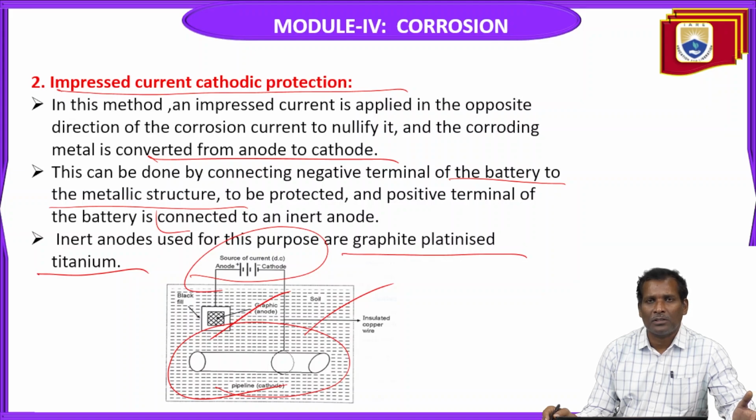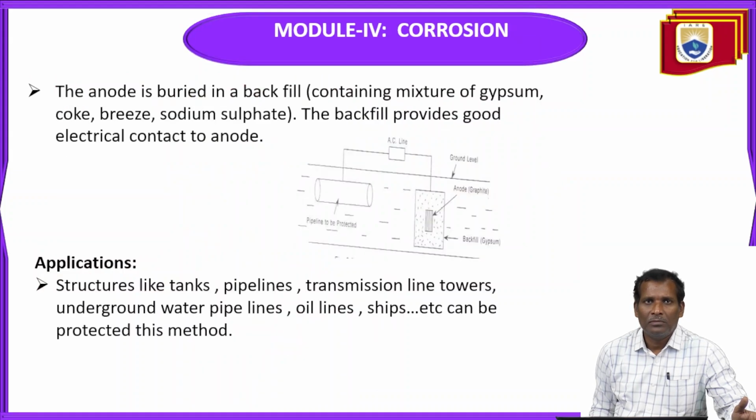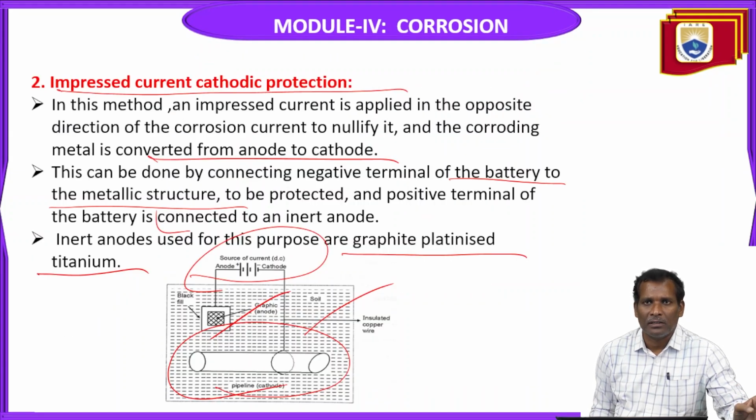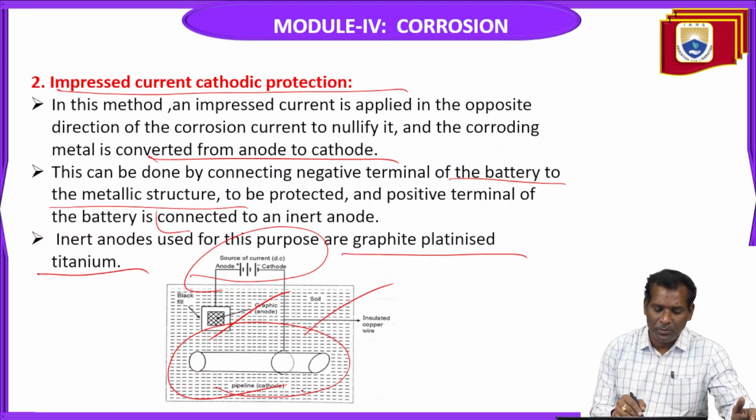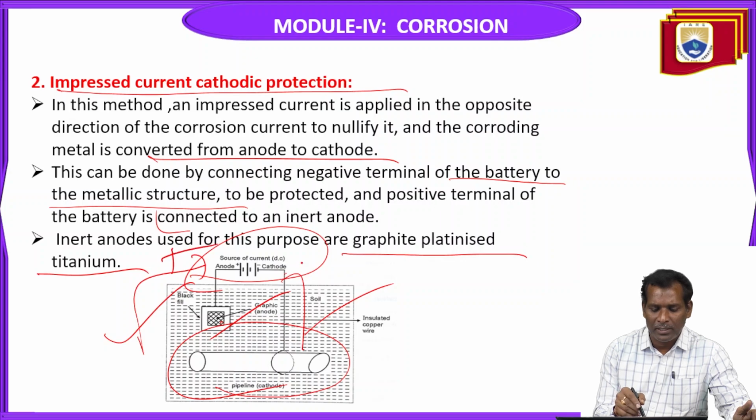So, impressed current cathodic protection. The impressed current is applied in the opposite direction of the corrosion current to nullify it, and the corroding metal is converted from anode to cathode. This is done by connecting the negative terminal of the battery to the metallic structure to be protected. Which part is to be protected? This is connected to the negative terminal of the battery. The positive terminal of the battery is connected to the inert anode. So this is the anode, the positive terminal connected, and here negative.